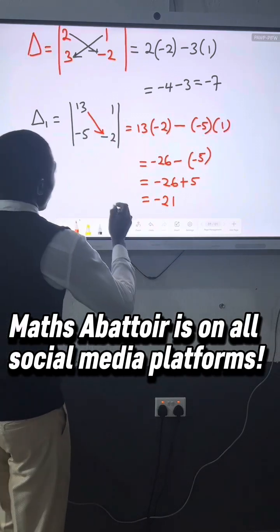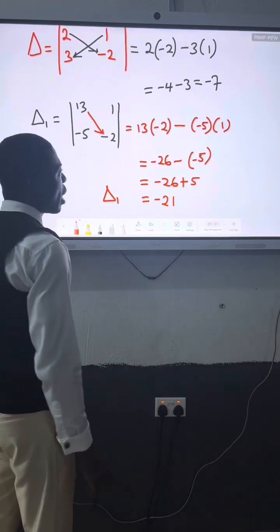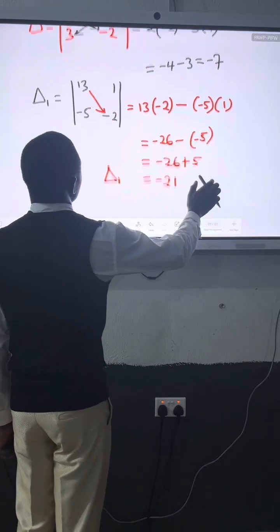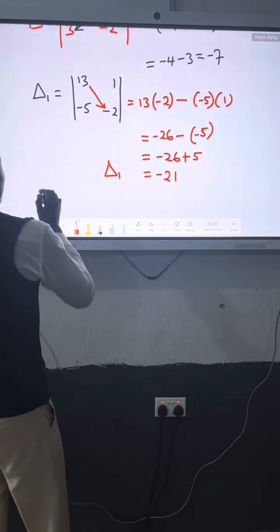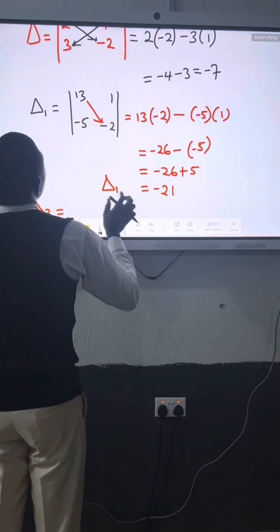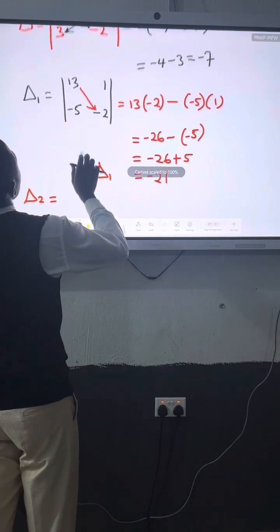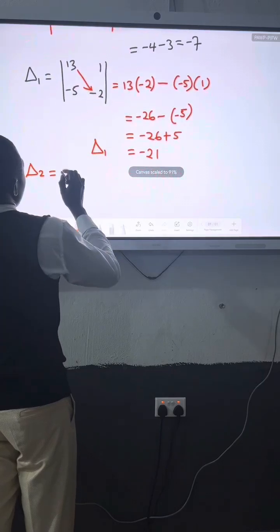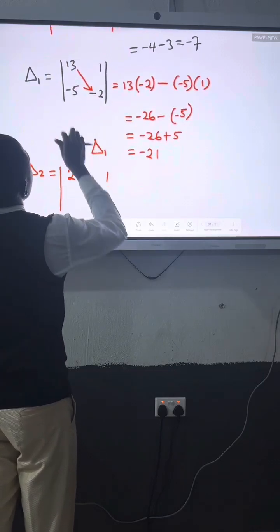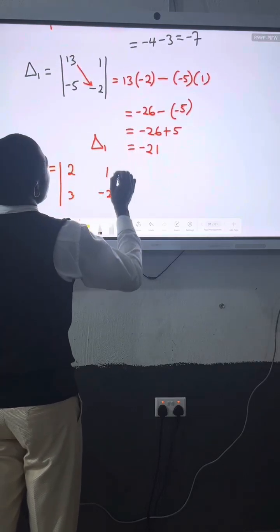So what gave us this negative 21 is actually the second determinant, which is called delta 1. Now, lastly, we are going to say delta 2. Now, copy back what we were having before. We were having 3, 1, 3. That's 2, 1. Let's write that first. We have 2, 1, and then 3, minus 2. So we have 3, minus 2.